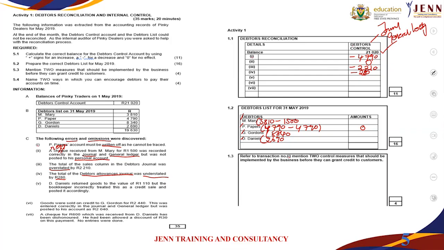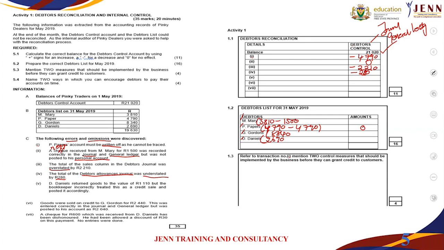All right. The next one says the Daniels returned goods to the value of 1,110, but the bookkeeper incorrectly treated this as a credit sale and posted it accordingly. Any school, where are we going to record Roman 5? Any school? Ikaelelo, I'm wondering what is happening with the other schools, but it's fine. We'll get there, I know. Ikaelelo, where are we going to record this one?